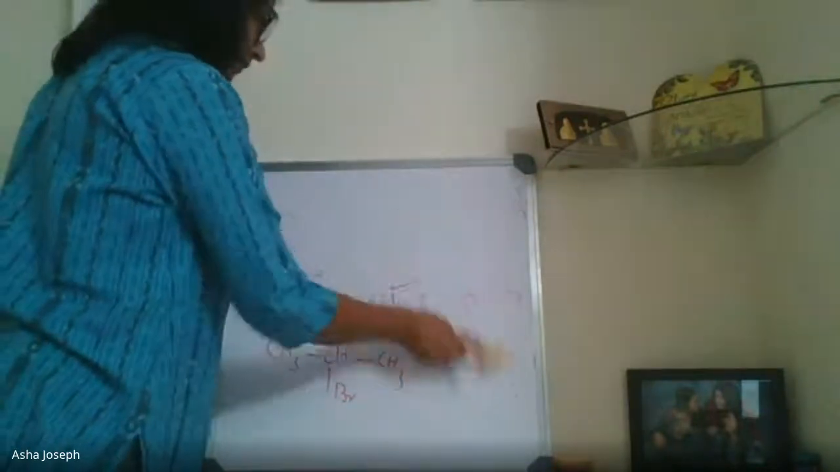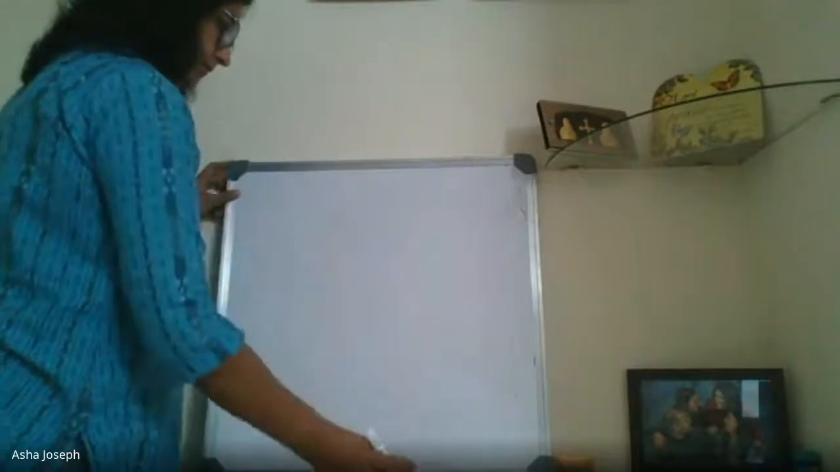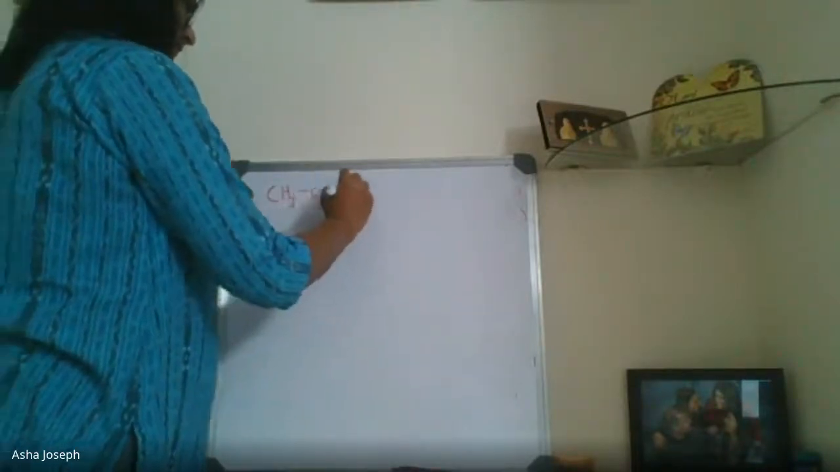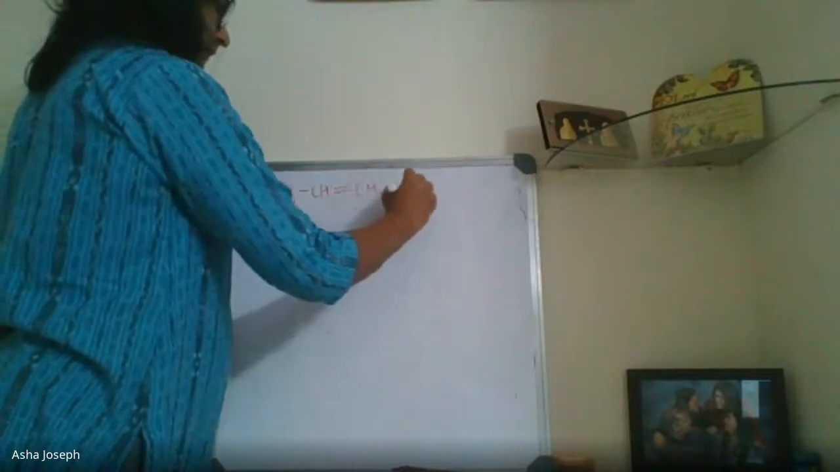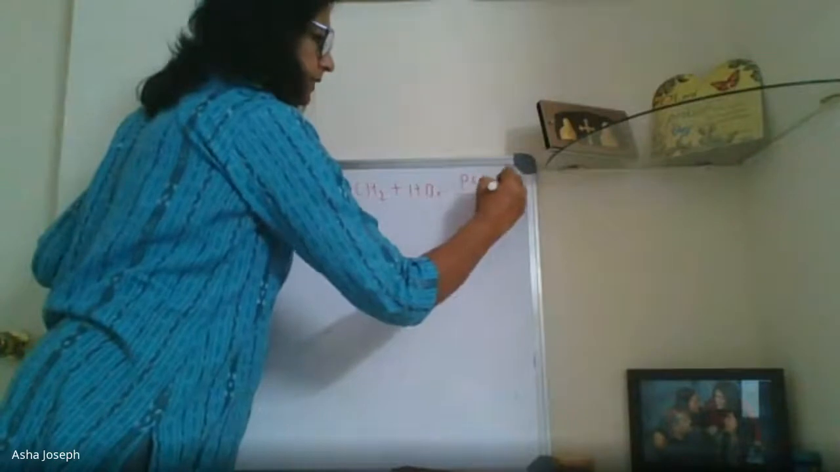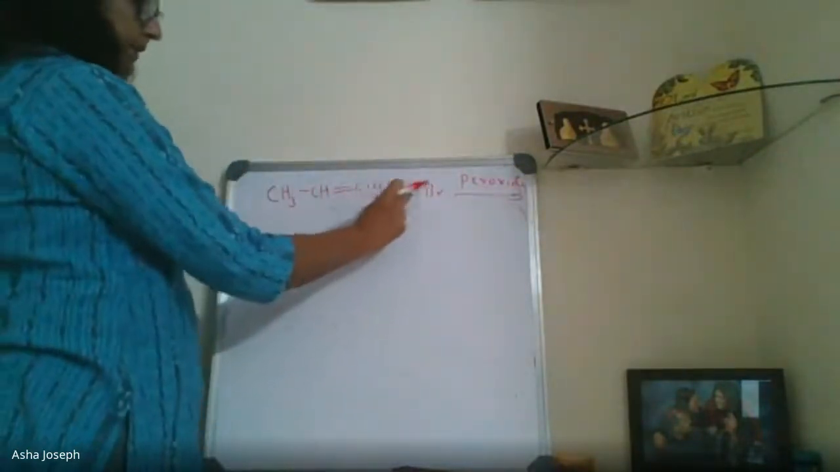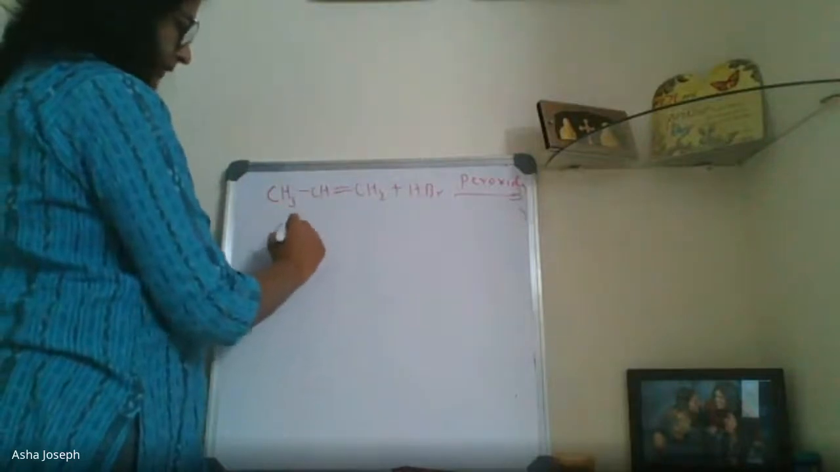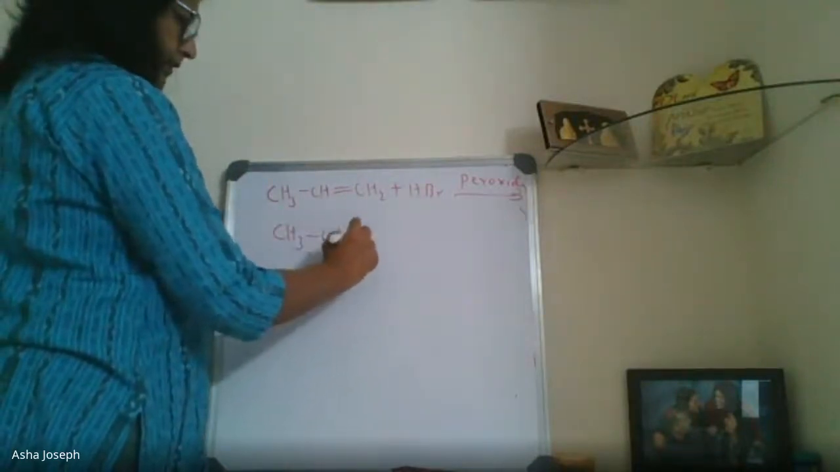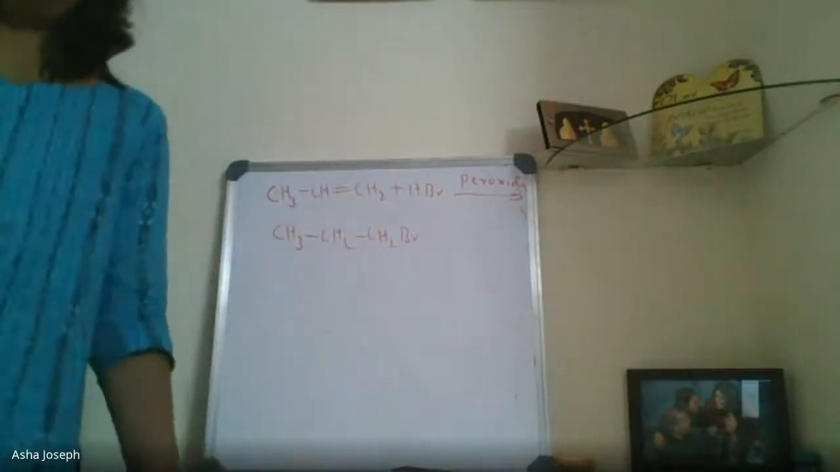I'll write propene again. If the reaction takes place in the presence of peroxide, then the opposite will come. So Br will come here, H will come here, and you will get CH3, CH2, CH2, Br. This we already learned in 11th.